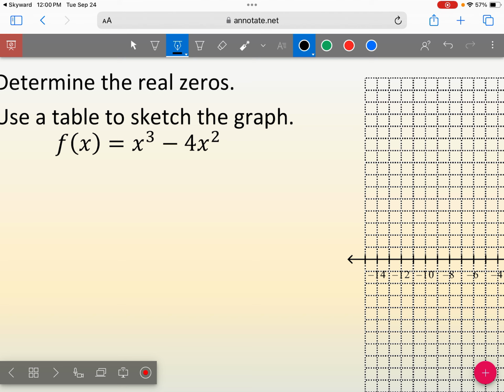So first step is always look for our greatest common factor. What would be our greatest common factor for this one? X what? Squared. Let's take out the x squared. So we would have x squared times x minus 4.